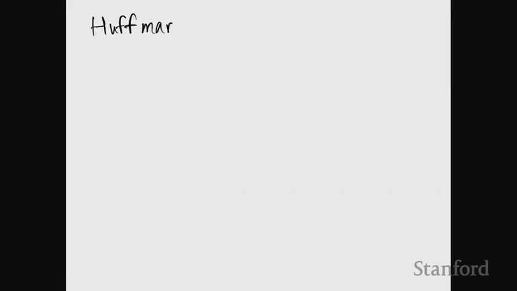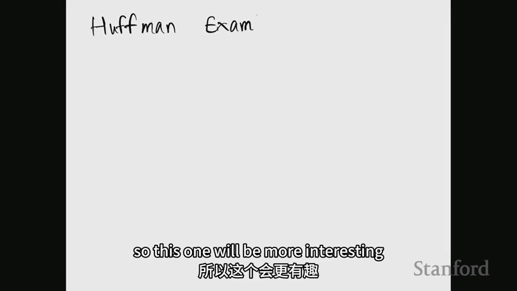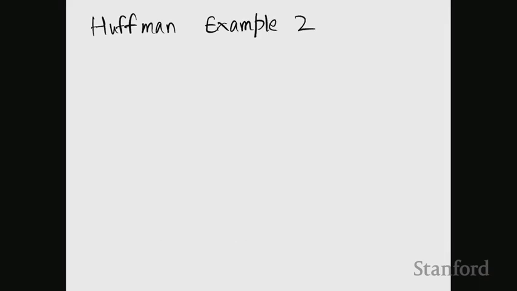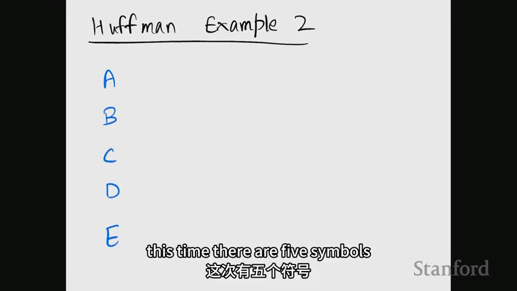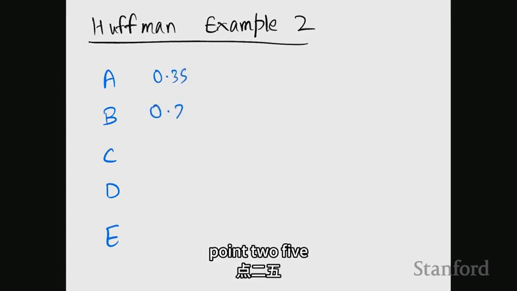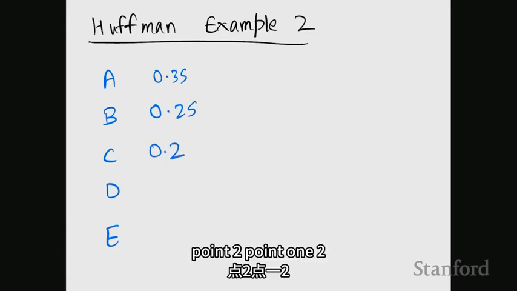Huffman. So this one will be more interesting. Again, A, B, C, D. This time there are 5 symbols. 0.35, 0.25, 0.2, 0.12, 0.08.